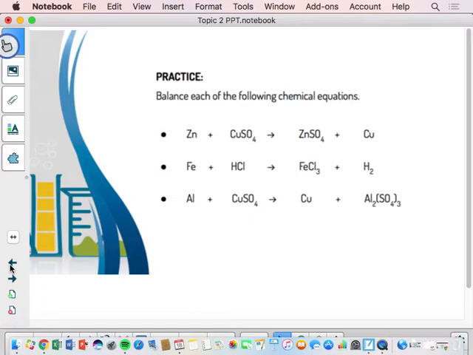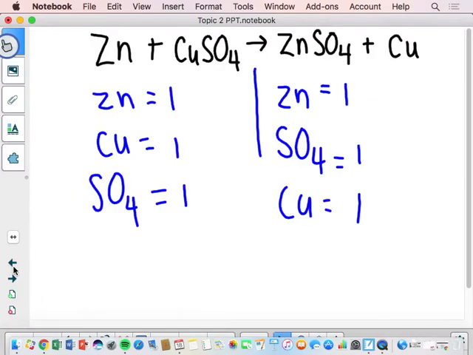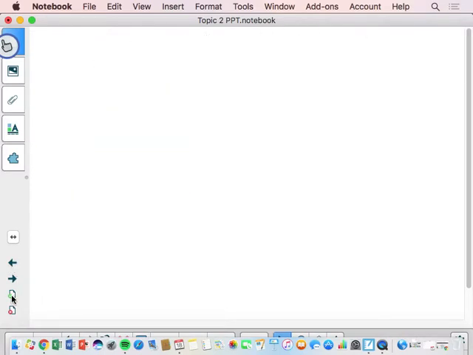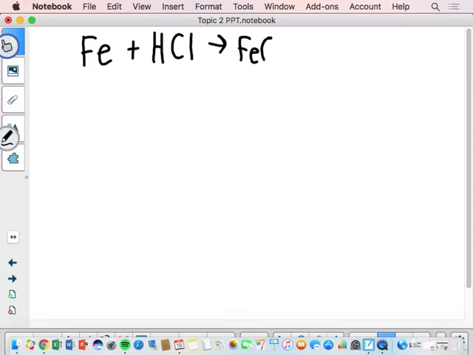So Fe, HCl, FeCl3, and H2. We've got iron and hydrochloric acid mixed together to create iron 3 chloride and H2.